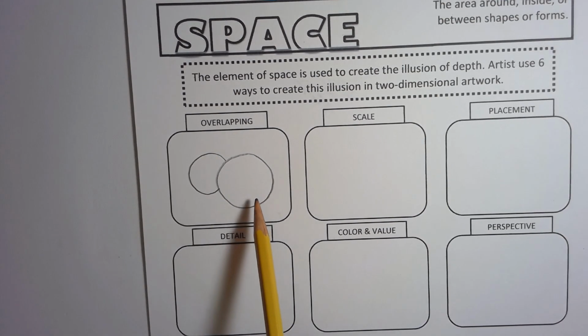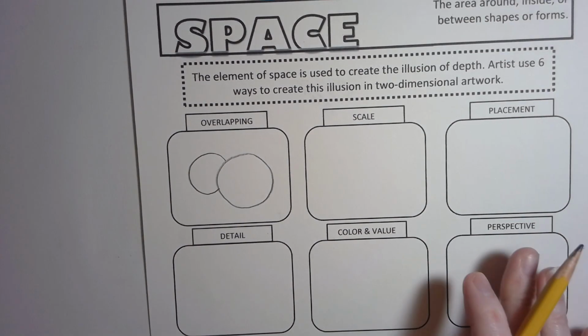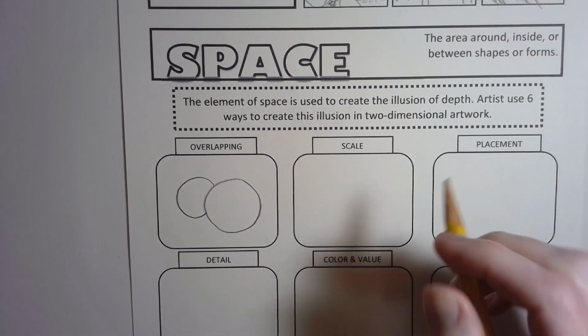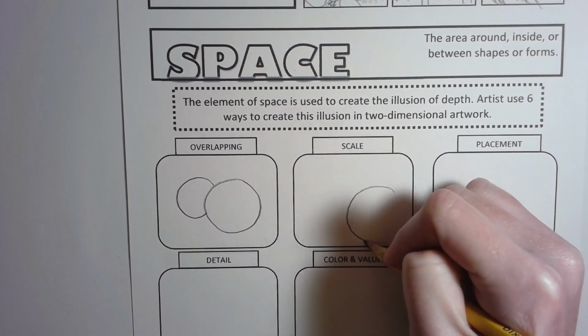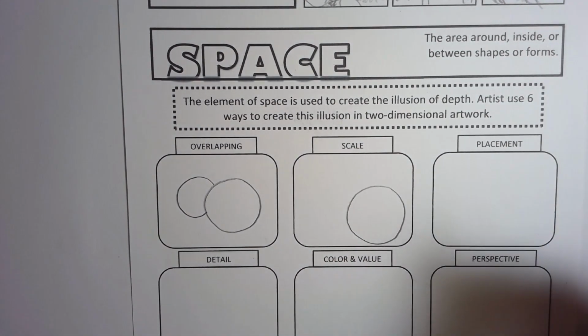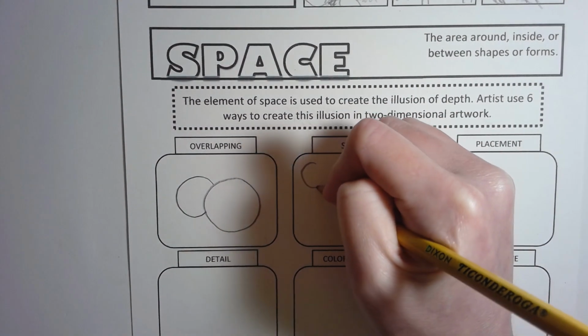So this one's supposed to look closer, so it's going to overlap the one that's a little bit farther away. Artists also use size or scale. So scale, so this one's a little bit bigger. And objects that are supposed to be farther away are going to look smaller.